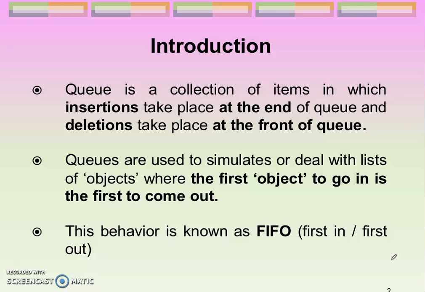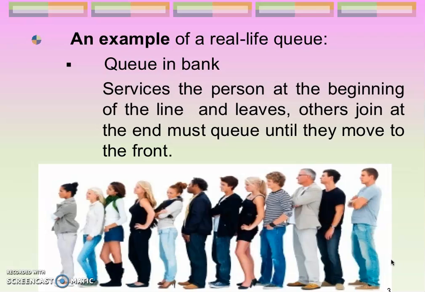Okay, same goes to this lah. So we can see that this is an example of a real life queue. The simplest one is queuing in a bank. It services the first person at the beginning of the line. This one is the first person dekat kita punya barisan ni, and leave. Dia akan serve yang ni dulu. Contoh nak queue dekat bank, nak withdraw duit. So it means that the first person will be served first, then dia akan leave the queue. Then others join at the end and must queue until they move to the front.